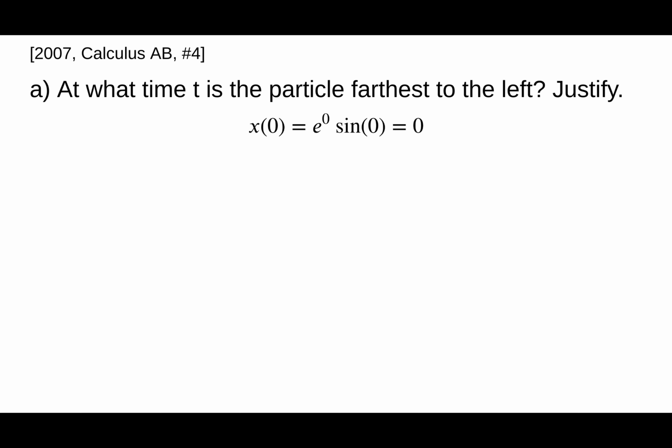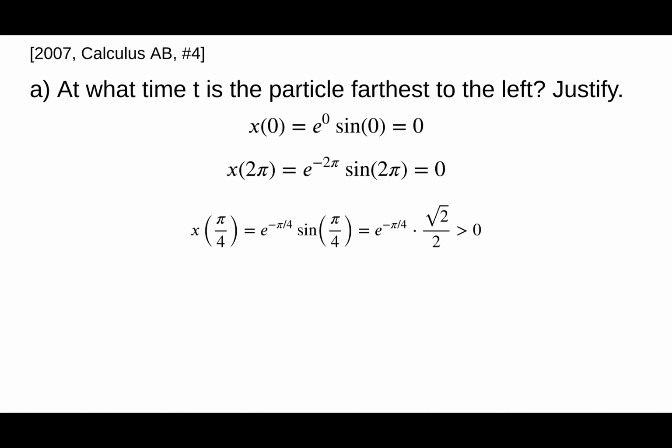X of 0 would be e to the 0 times the sine of 0, which is just 1 times the sine of 0, which is 0. X of 2 pi would be e to the negative 2 pi times the sine of 2 pi, also equal to 0. X of pi fourths, which would be e to the negative pi fourths times the sine of pi fourths, which is e to the negative pi fourths times square root 2 over 2. Notice that that value is positive.